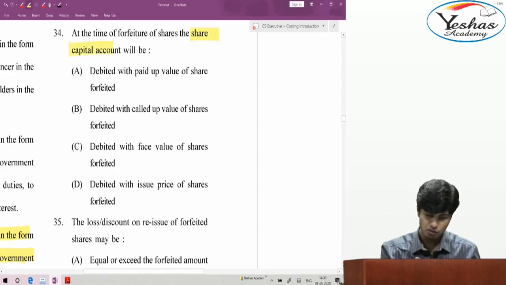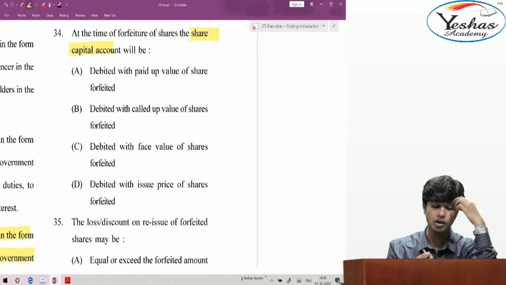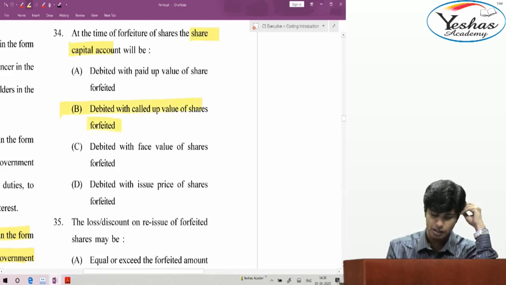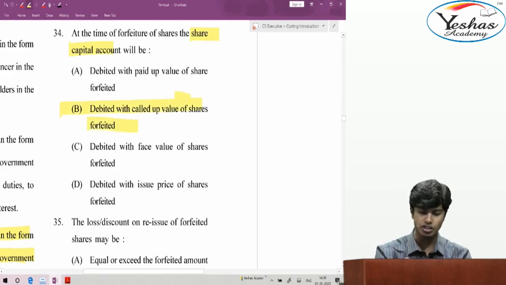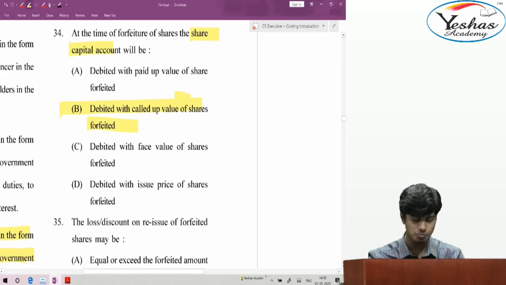Here it is forfeited. Oh, sorry. What do we do? At the time of forfeiture, share capital account will be debited for sure. So all the options are debited. Where do we have called up is the point. Option B: debited with the called up value of shares forfeited. That's the answer. Paid up will go to share forfeiture account. Face value will go nowhere. Issue price is also not to be considered. So the answer is option B for the 34th one. It is with respect to amount called up. Come on. Let us now go to question number 35.